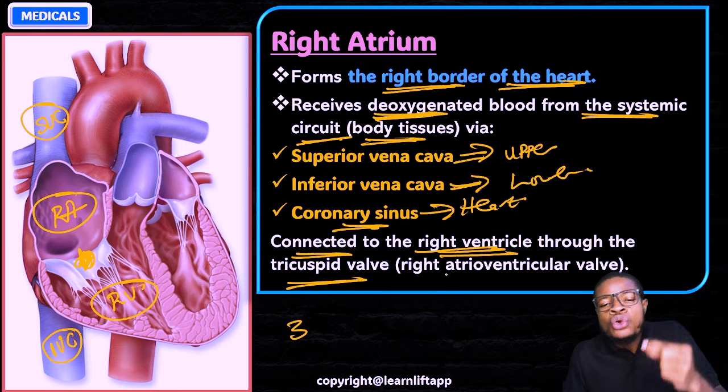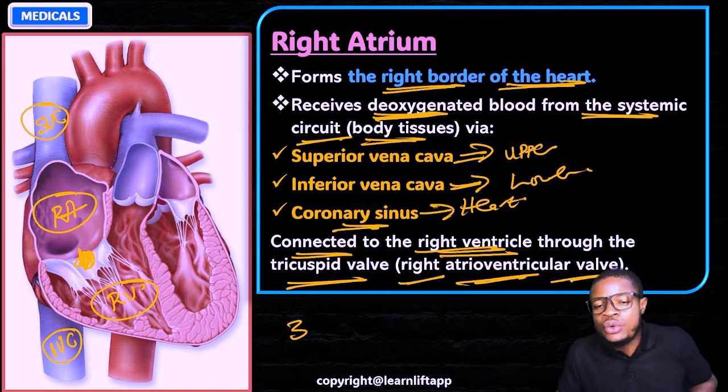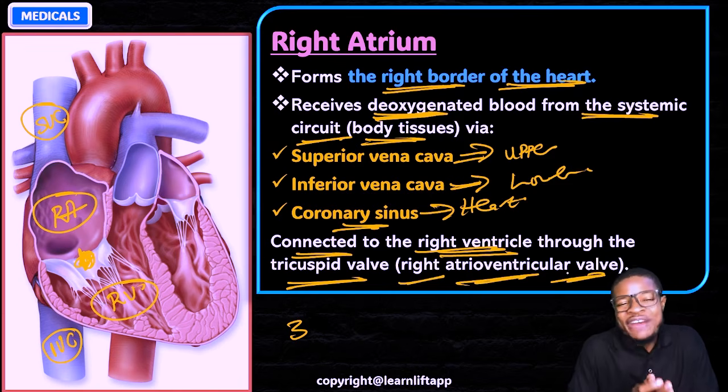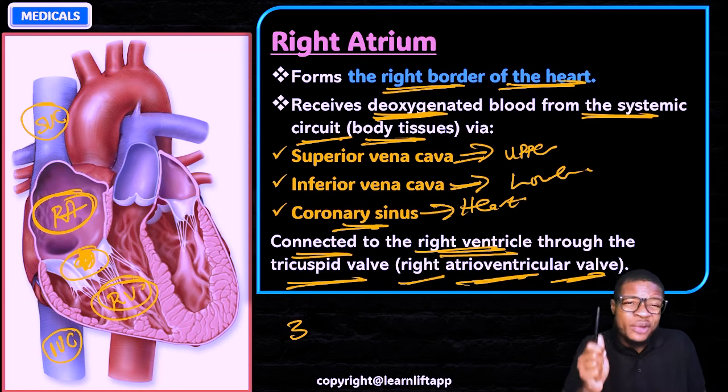It is also called the right atrioventricular valve. So the tricuspid valve is an atrioventricular valve because it is in between the atrium and the ventricle. That's why we call it the atrioventricular valve. Are you getting it now? These things must be inside of you very, very well.